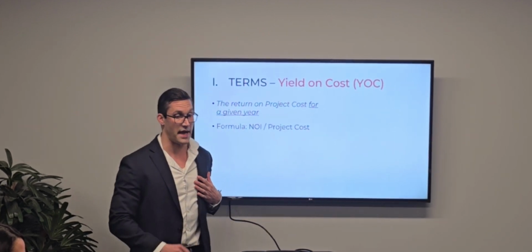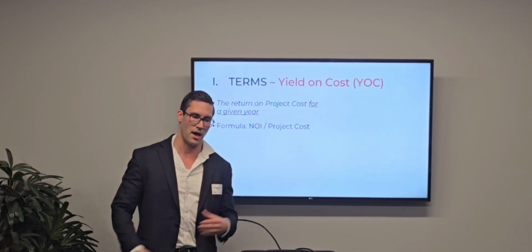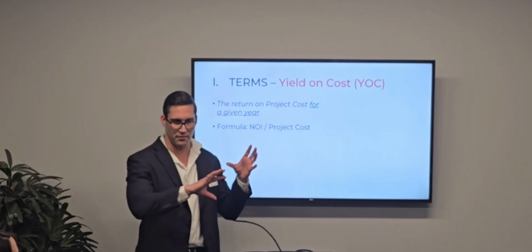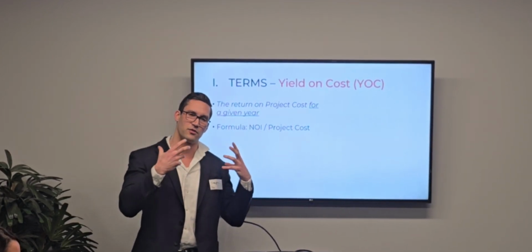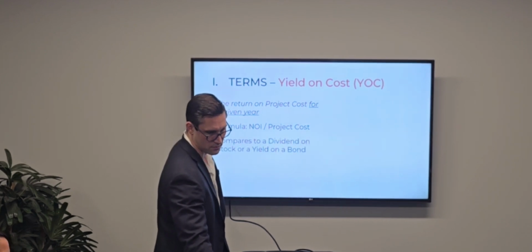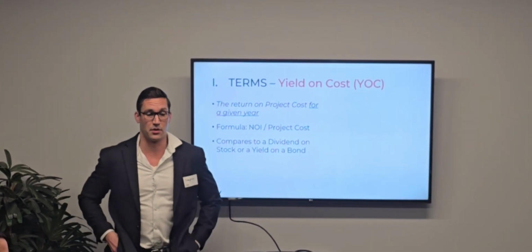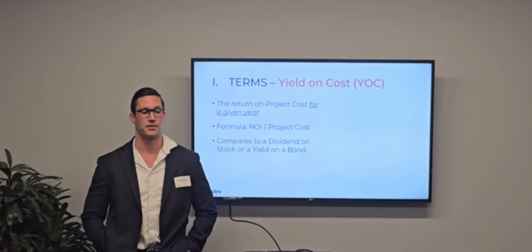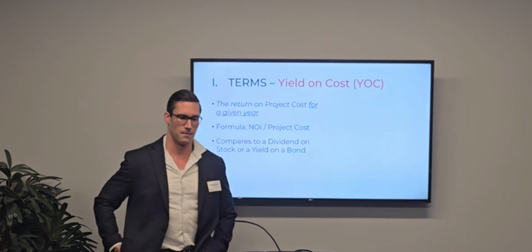So the formula is net operating income divided by project cost. And how much money does the project produce before debt is even factored in, divided by how much debt and equity did we have to spend in order to acquire the building. You can compare this to a dividend on a stock or a yield on a bond, right? It's just, you buy an asset, it produces a return. What's the percentage return? That's just the same as yield on cost.